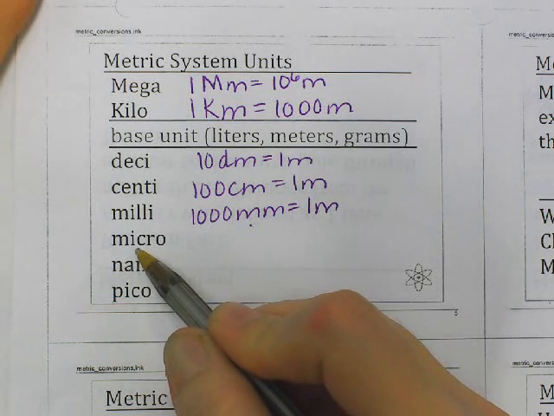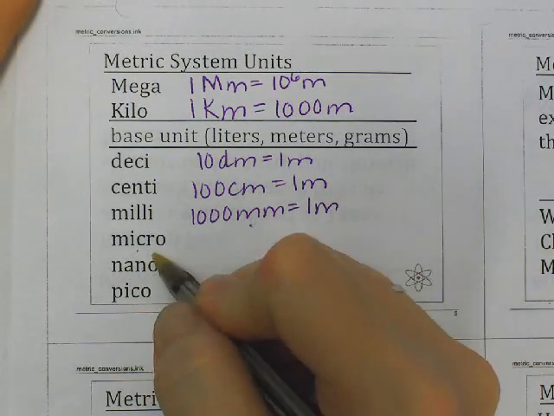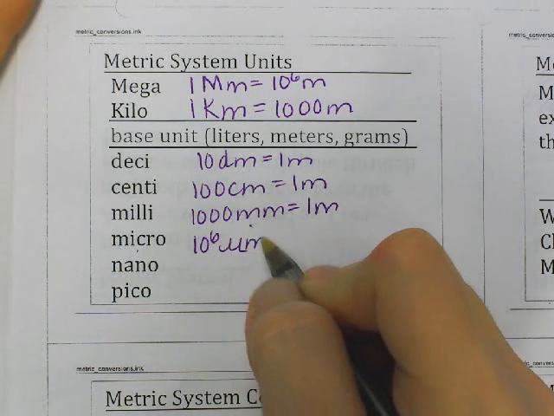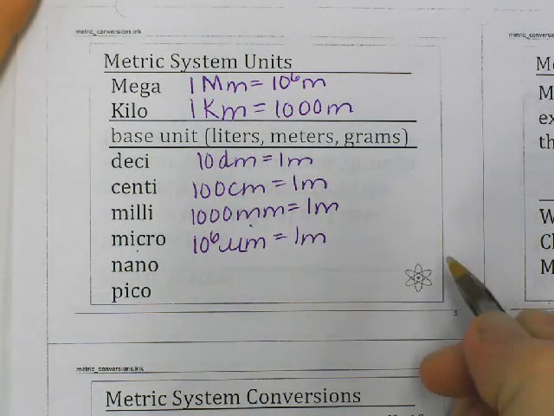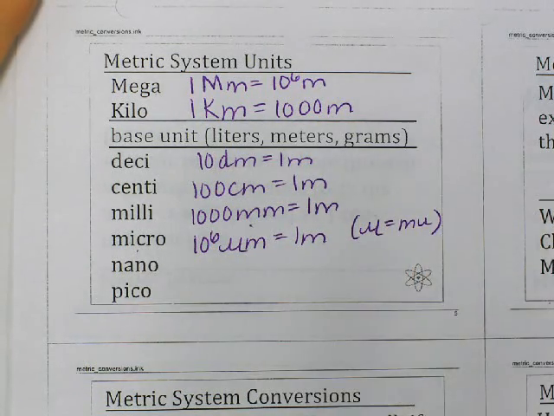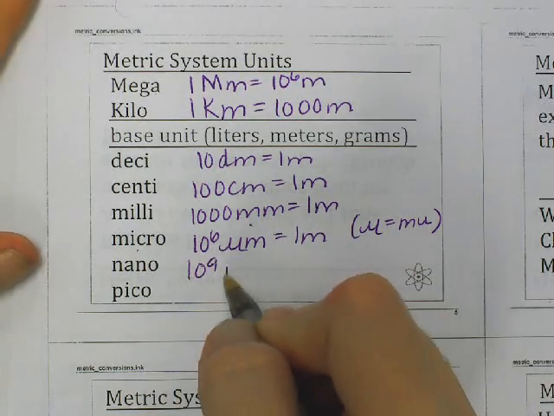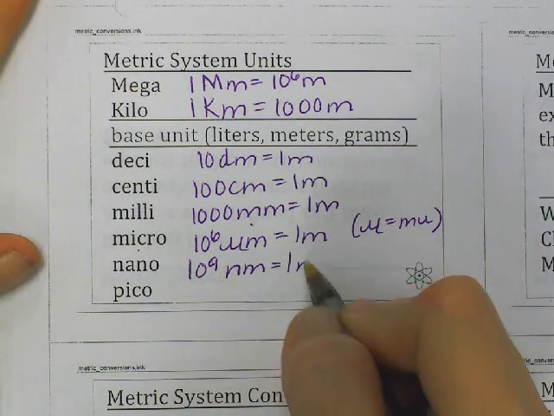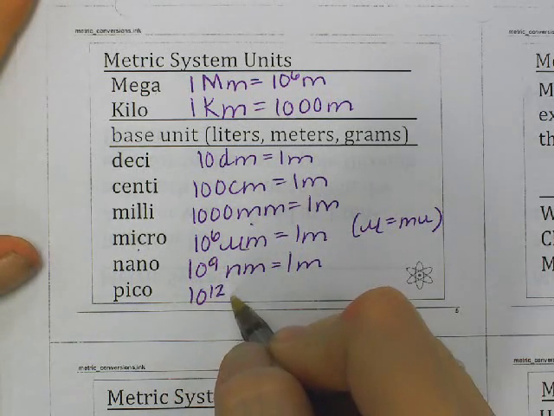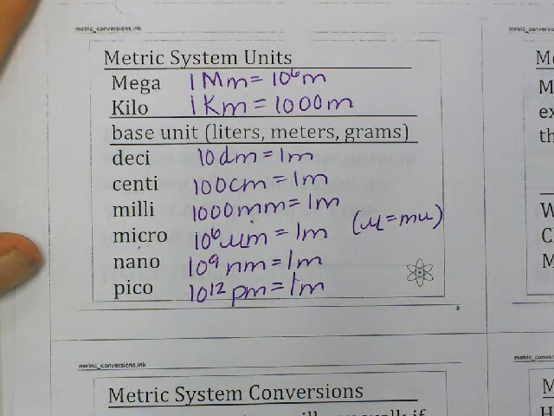Now we've hit micro and we need another m. So what we use is a Greek letter mu for that. Micro is a million. There are 1 million, or 10 to the 6th, micrometers in 1 meter. All right? That is just a Greek letter mu. Nano means a billion. That is 10 to the 9th. So there are 10 to the 9th nanometers in 1 meter. And pico is a trillion, or 10 to the 12th. So there are 10 to the 12th picometers in 1 meter.